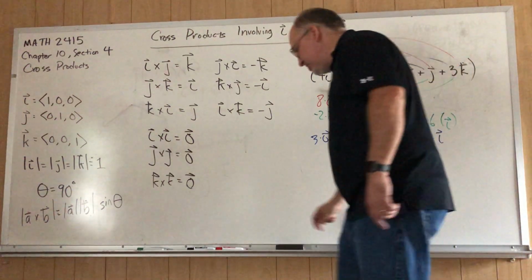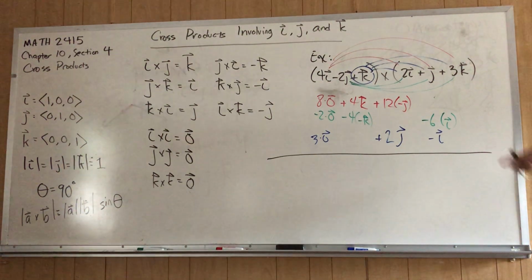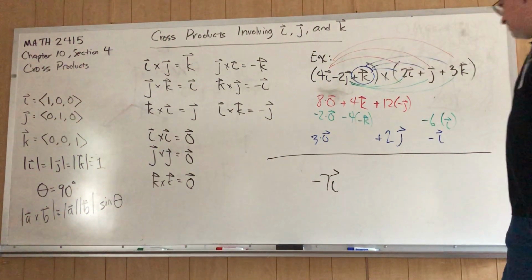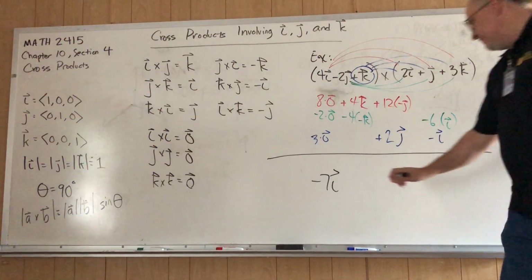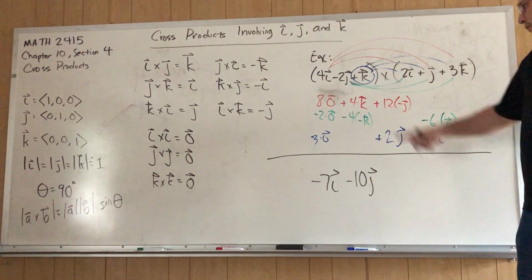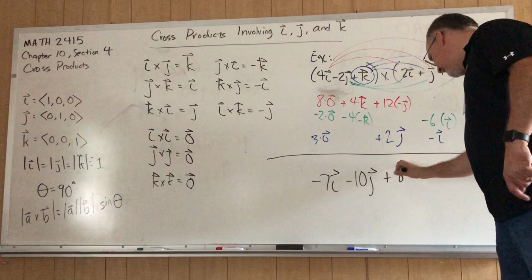And now we can just put all these together. The zero vectors we don't have to worry about. In IJK form, it's negative 7i. How many j's do we got? Negative 12 and 2 is negative 10. And then we have 4 k's and another 4 k's because of the double negative. So we have a positive 8k.